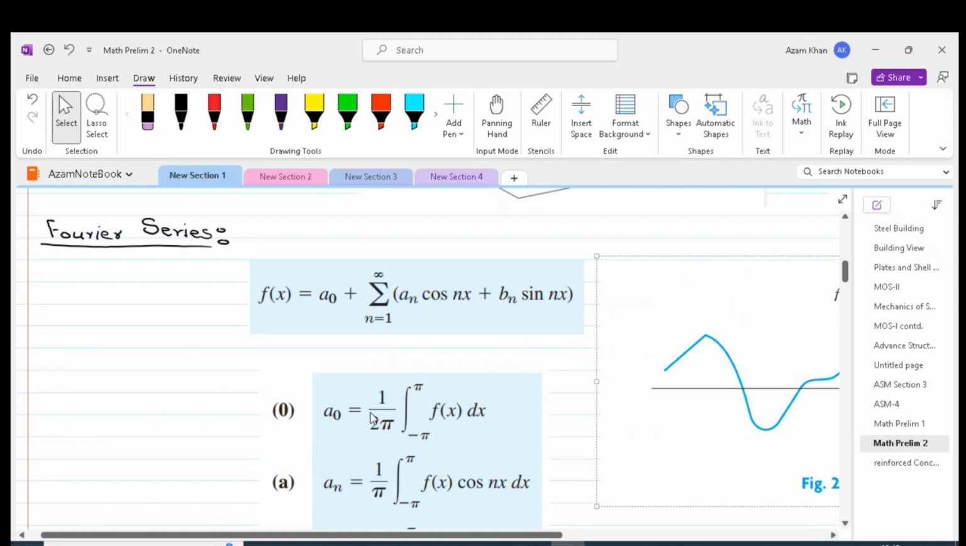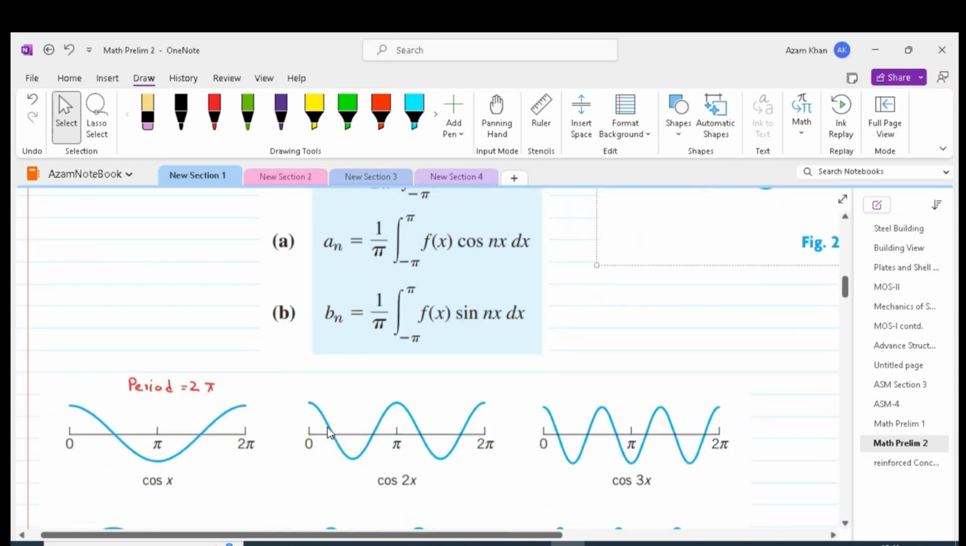The baseline constant a naught is equal to 1 by 2 pi times the integral from minus pi to plus pi of f of x dx. So this baseline constant is actually the average value of a function. So in reality, we are trying to approximate any function into a series of sines and cosines.